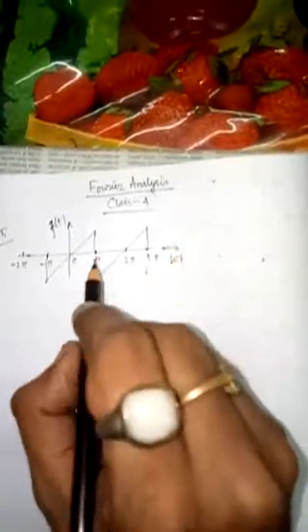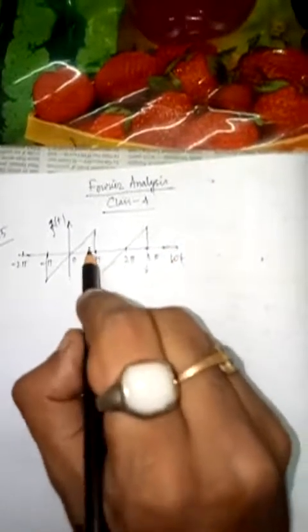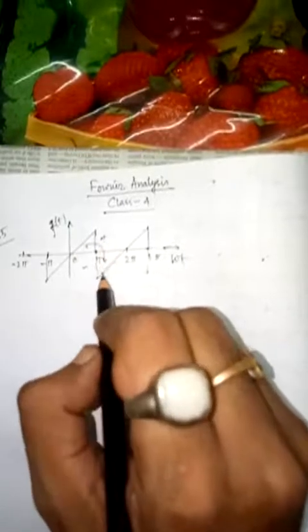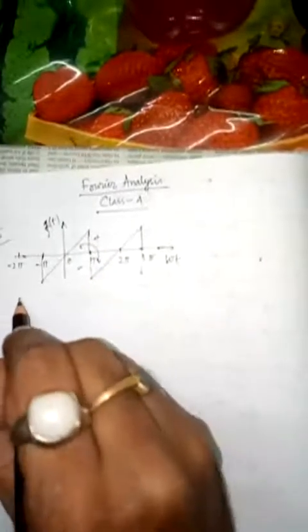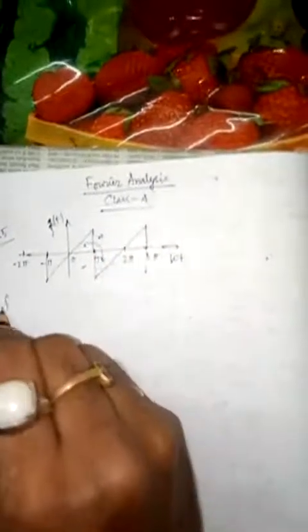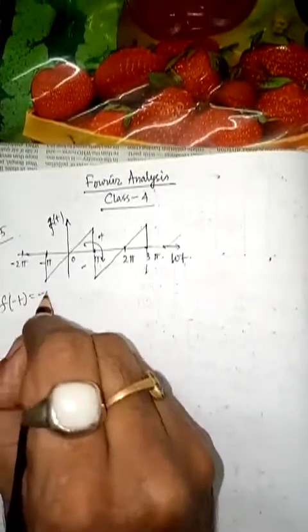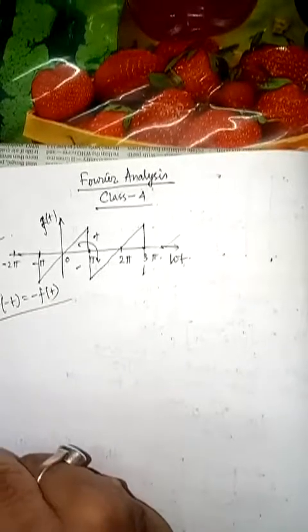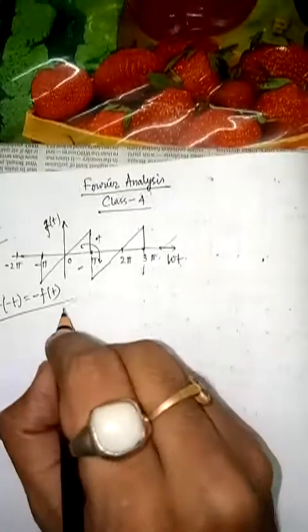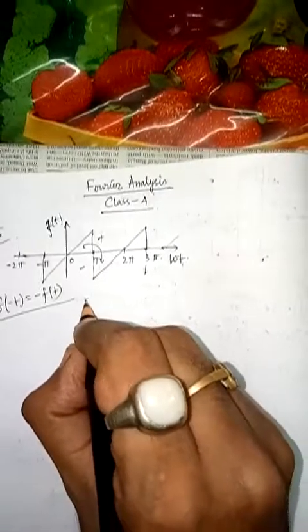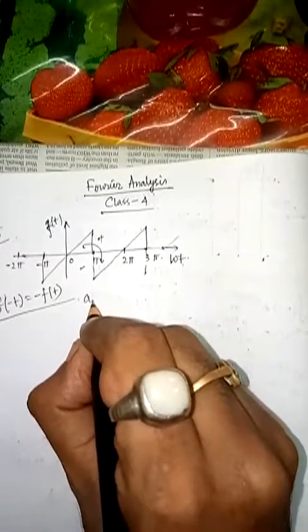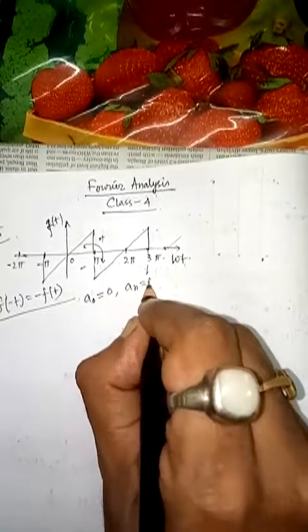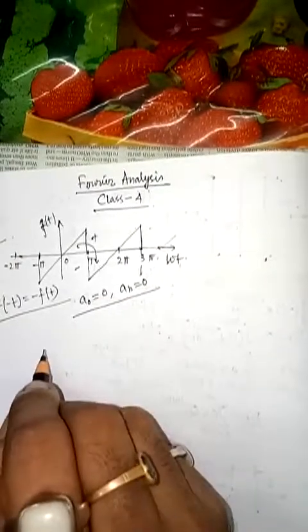Now how to do this? Here you can see this particular function is changing its value. Here it is plus, here it is minus. So f of minus t equals minus of f of t. So this function is called the odd function. In the case of an odd function, as I told in the first class, a0 equals 0, an equals 0, only bn exists.